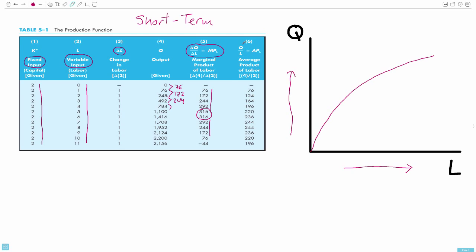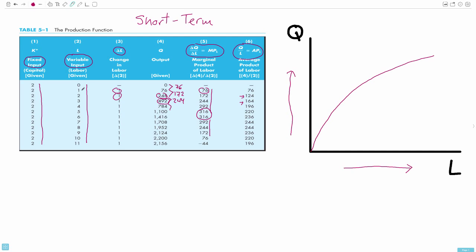And finally, very simple, the calculation of average product of labor is simply dividing Q by L. So if you divide Q, 76, by 1, of course it's going to give you 76. If you divide 248 by 2, it's going to give you 124. If you divide 492 by 3 units, it's going to give you 164, and so on.